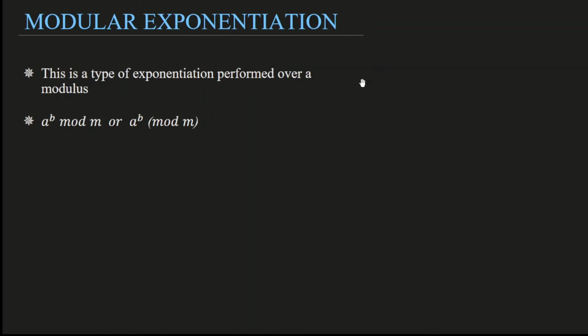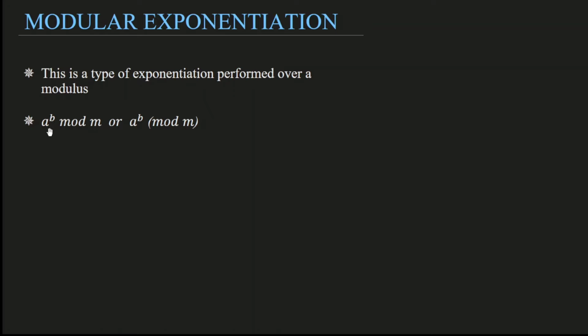As I mentioned, before solving congruence examples, one must know what modular exponentiation means. The word itself tells you what it contains: modular plus exponentiation. It means modular arithmetic is applied over exponents. This is a type of exponentiation performed over a modulus.